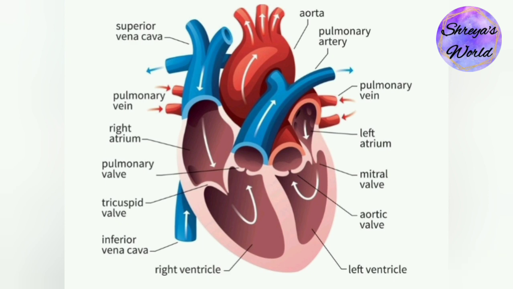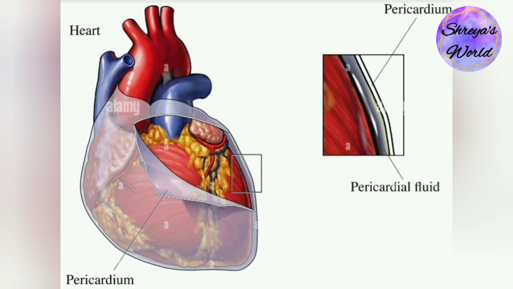Now let's look at the external structure of the heart. The human heart is situated to the left of the chest and is enclosed within a fluid-filled cavity described as the pericardial cavity. The walls and lining of the pericardial cavity are made up of a membrane known as the pericardium. The pericardium is a fibrous membrane found as an external covering around the heart.